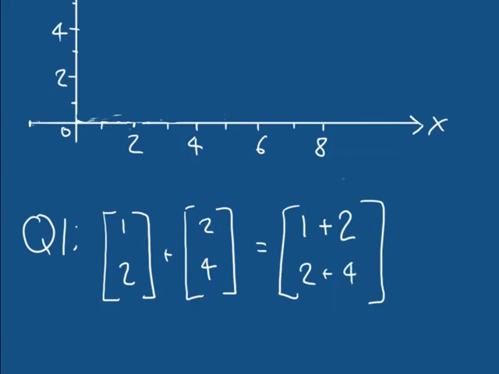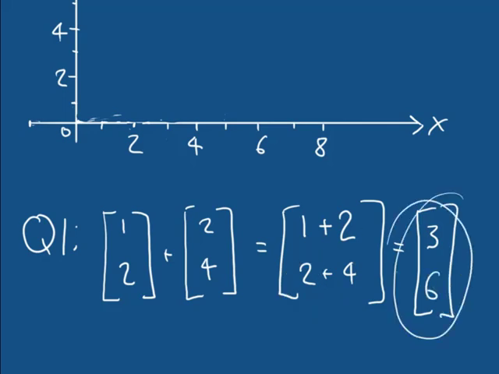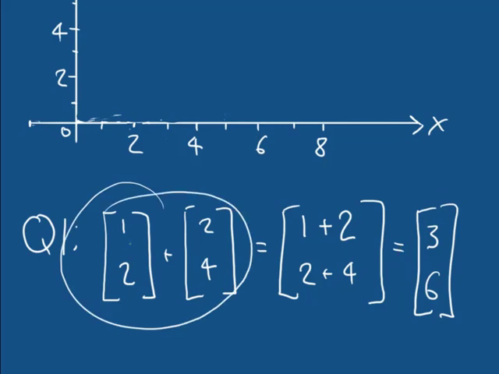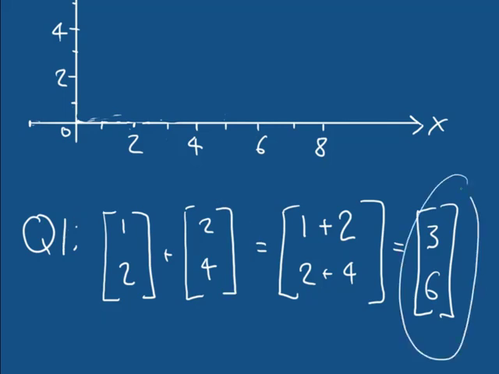So once again, we've seen this many times now, but for the first component of the result, we're taking the first components of our vectors and we're adding them together. For the second component of our result, we're taking the second components of our vectors and we're adding them together. So in component form, 1 plus 2 is 3, and 2 plus 4 is 6. Okay, so this is the answer for 1, 2 plus 2, 4. It's the vector 3, 6.